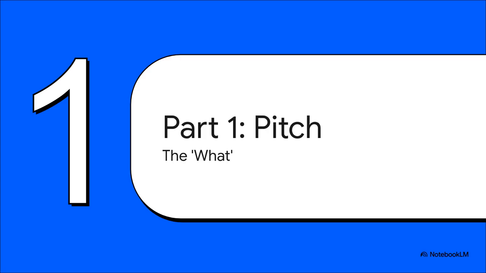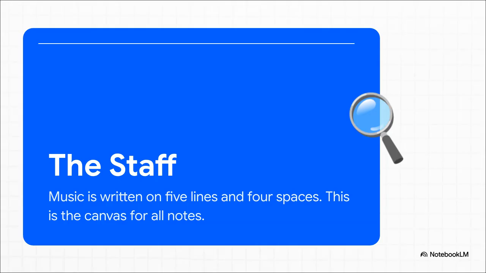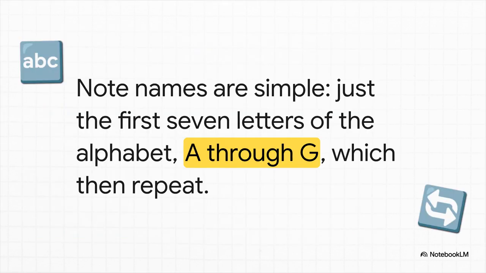lowest lows. Okay, so the foundation for everything is this thing called the staff. Just think of it like a ladder. It's just 5 lines and the 4 spaces that are in between them. Every single note we're going to talk about lives either on one of those lines or in one of those spaces. And the names for the notes? Well, it couldn't be simpler.